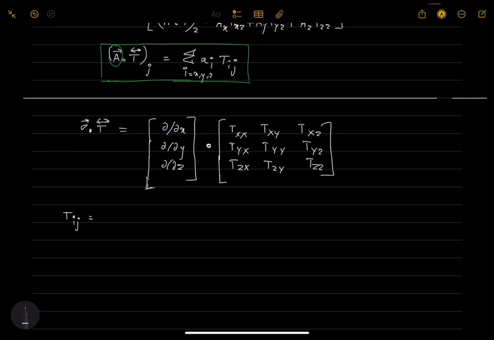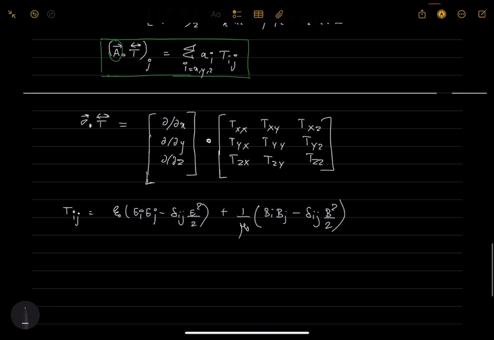So Tij is going to be given by the same thing that we wrote for it a while back. Ei times Ej minus the Kronecker delta, E squared over 2, plus 1 over mu naught times Bi times Bj minus the Kronecker delta, B squared over 2. So that's the definition of the ij element.